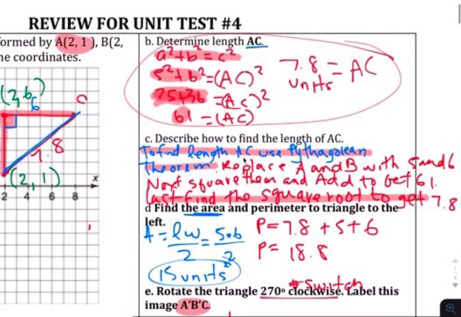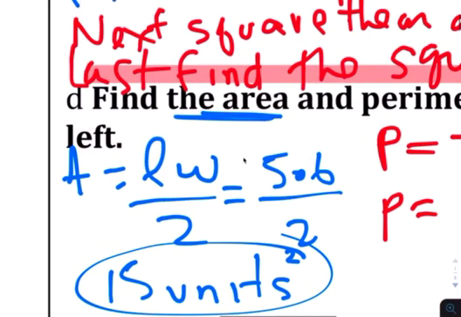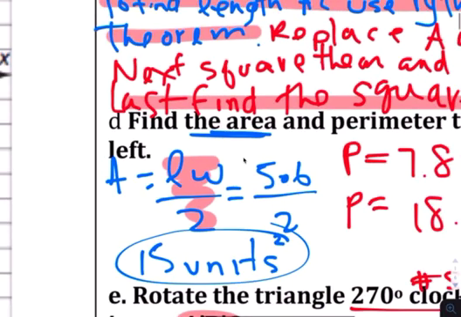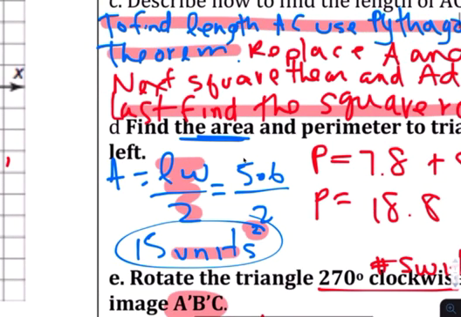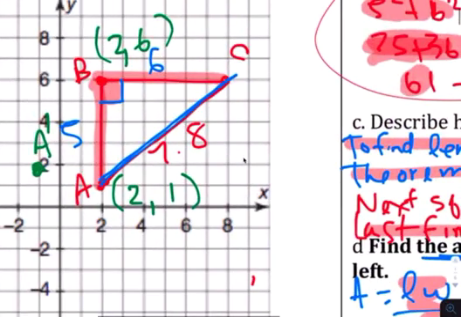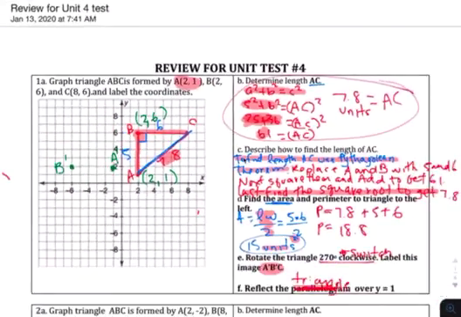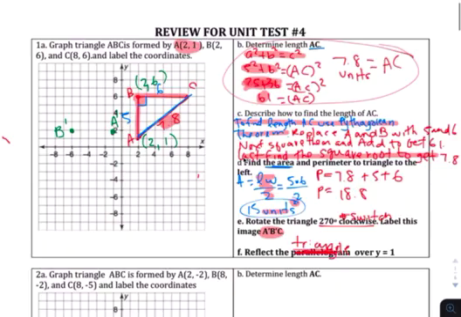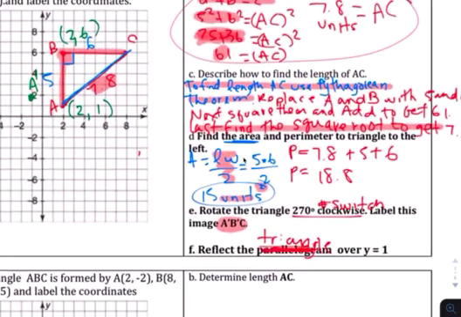Okay. Area, you got to remember this. Area is length times width divided by 2, and then you make units squared your answer. Perimeter, you add all the sides. So this was 7.8 here. That's why we use the Pythagorean theorem to find the perimeter.